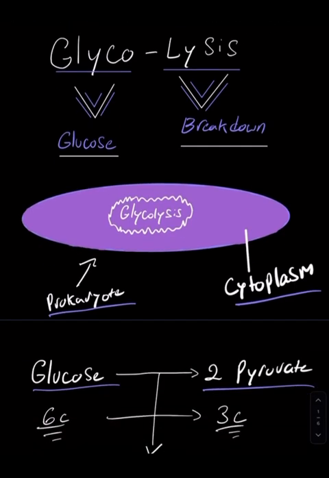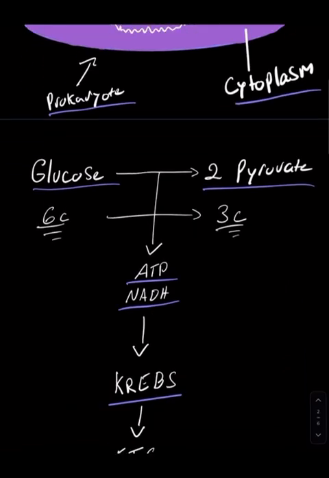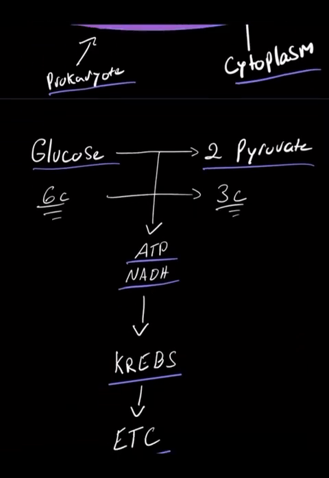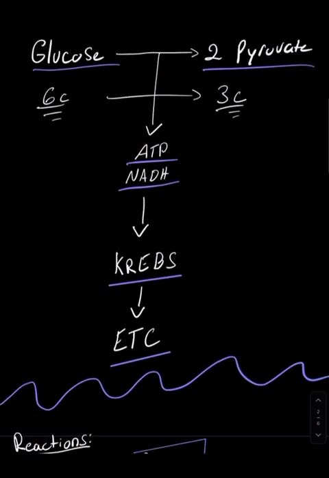Glycolysis happens in the cytoplasm or the cytosol of prokaryotes and eukaryotes. The main job of glycolysis, the goal that we want to achieve through glycolysis, is the conversion of 2 pyruvates. We want to break down glucose, a 6-carbon structure, into 2 pyruvates, each being a 3-carbon structure. We're also producing 4 ATP molecules and NADH. And then right after glycolysis, we go to Krebs, and then we go to the electron transport chain.